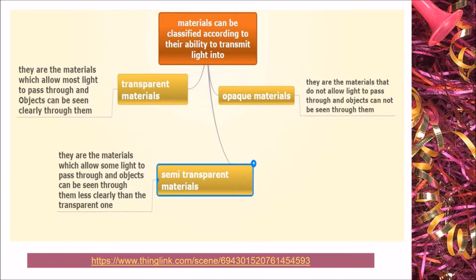Semi-transparent materials are the materials which allow some light to pass through and the object can be seen through them less clearly than the transparent one. Opaque materials are the materials that don't allow light to pass through and the object can't be seen through them. Here is a link to some examples about the materials in each one.